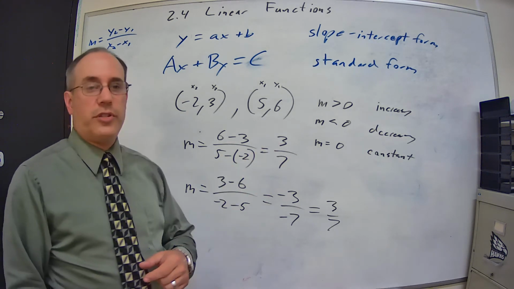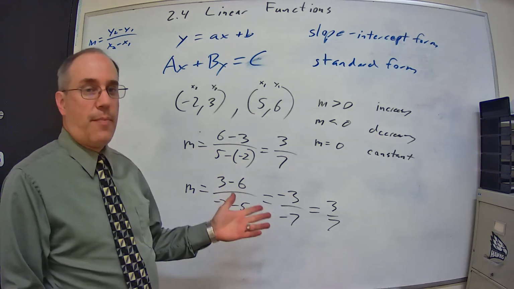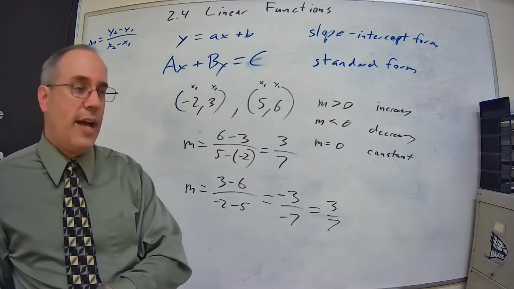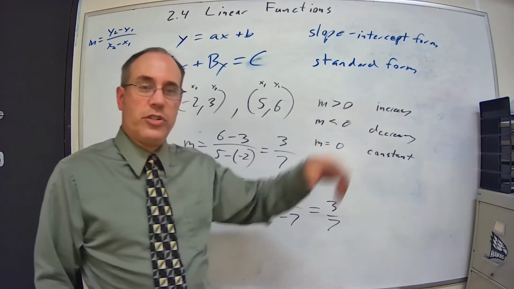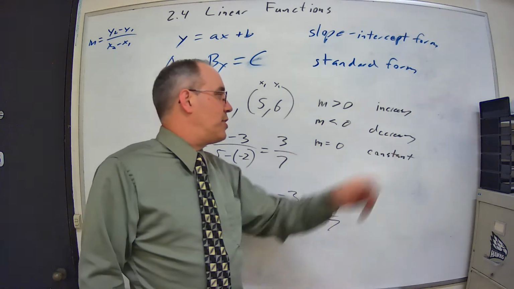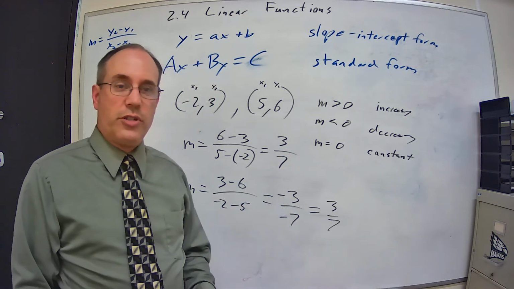So if m is equal to 0. There's one other thing that can happen when you're dealing with lines, and I say when you're dealing with lines because it is not a function. You can have an increasing line, that's a function, a linear function. You can have a decreasing line, that's a linear function. You can have a constant line, that's still a linear function.